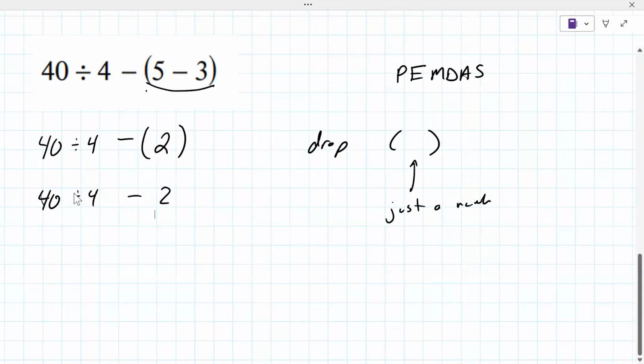Subtract and dividing. Which comes first? Dividing. Yes. So what is 40 divided by 4? 10. 10 minus 2 is 8.